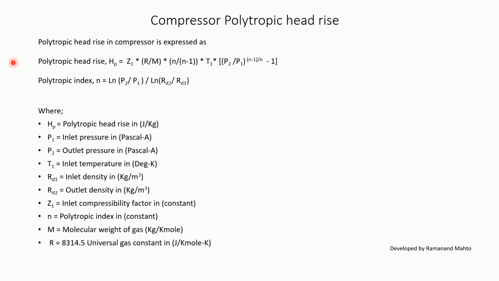Polytropic head rise is expressed as HP is equal to Z1 into R upon M into N upon (N minus 1) into T1 into [(P2 by P1) to the power (N minus 1) upon N minus 1], where polytropic index N is equal to log P2 by P1 upon log RD2 upon RD1, where HP is the polytropic head, P1, P2 are inlet and outlet pressure, T1 is inlet temperature, RD1, RD2 are inlet and outlet density, Z1 is inlet compressibility factor, N is the polytropic index, M is molecular weight, and R is universal gas constant.